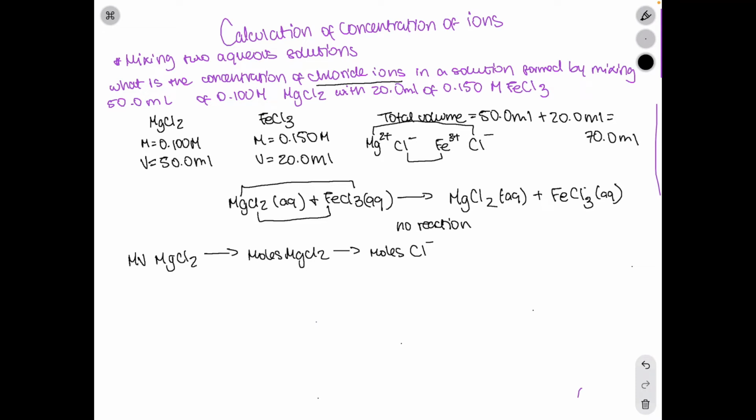So we're gonna take our 50.0 ml and divide it by 1,000. It's gonna be 0.05 liters. And then in order to calculate the moles, you have to multiply the volume with the molarity. So 0.05 multiplied by 0.100, it's gonna be 0.005 moles of magnesium chloride.